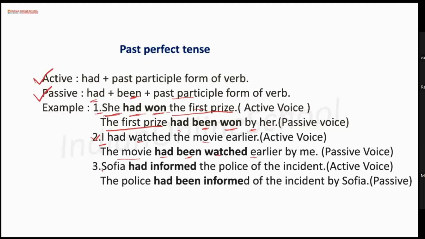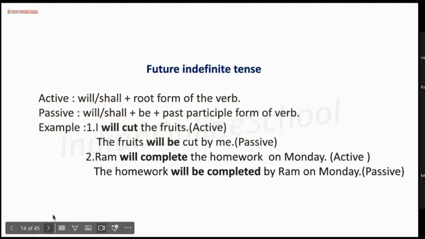Okay. Now the third one is, Sophia had informed the police of the incident. Here Sophia is the subject. Had informed is the past participle form of verb and police is the object here, and of the incident. So when we transfer it into passive voice, the object becomes the subject. The police had been informed of the incident by Sophia. Okay? Understood? Yes, ma'am.